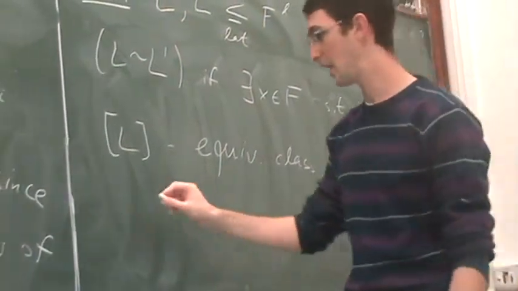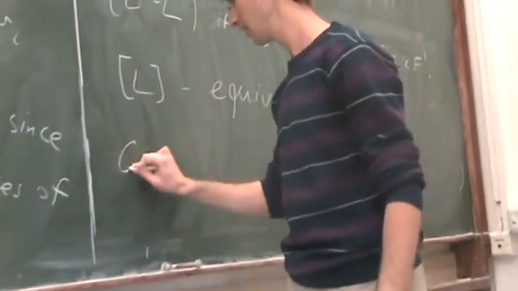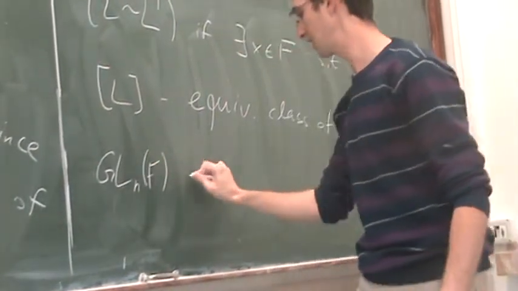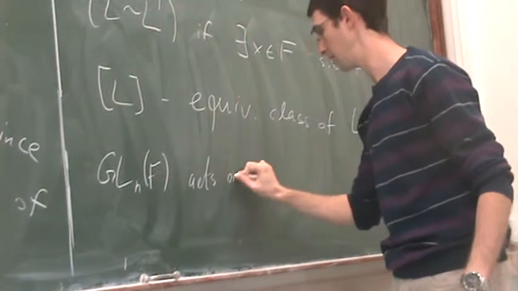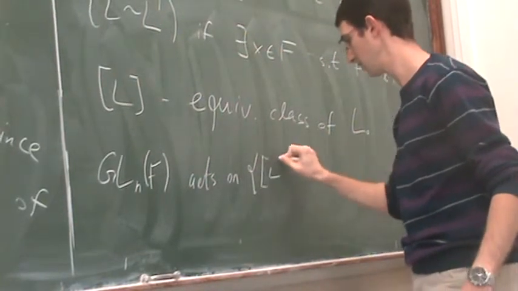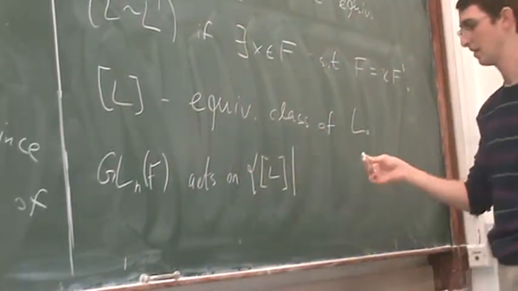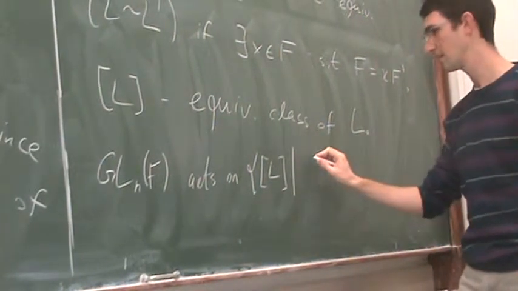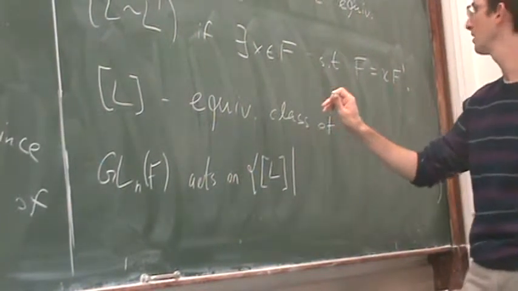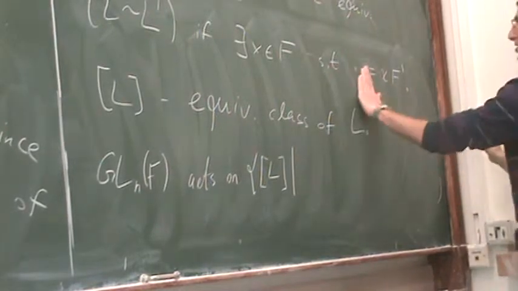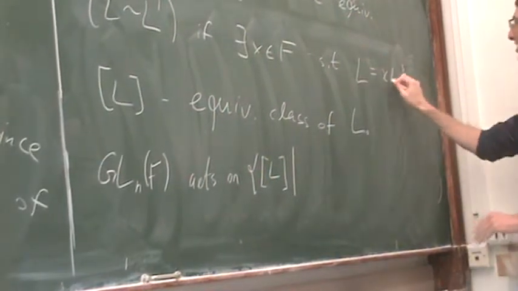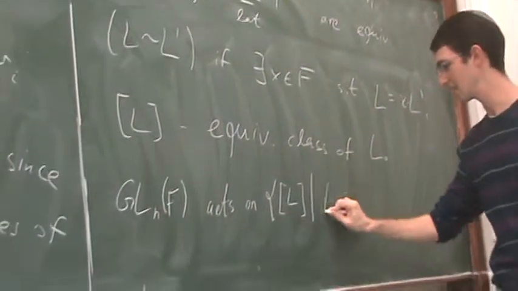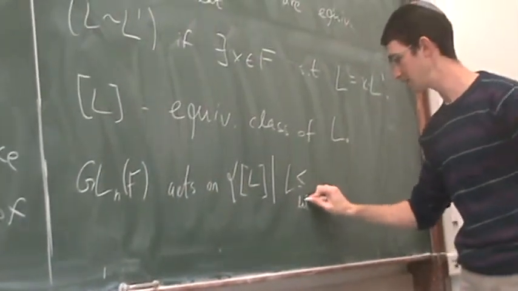And notice that GLd(F) acts on the equivalence classes. Yes, L equals x times L prime. So this is L, a lattice.